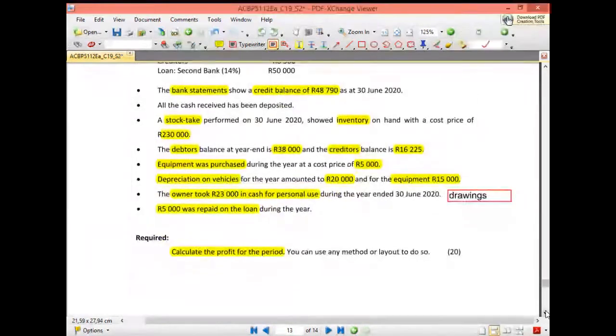So if we go to the required, they ask you to calculate the profit for the period, and you may use any method or layout. As soon as they tell you something like that, it means it is something that you guys probably have not seen before, and they are testing specific concepts. So do you understand the basic accounting concepts? So this one specifically, based on what they've asked, was a combination of applying information from your first semester and using information from your second semester to get to the answer.